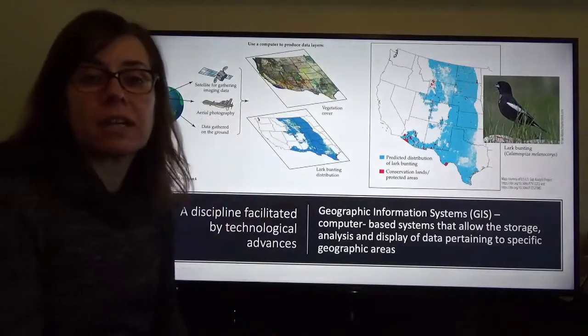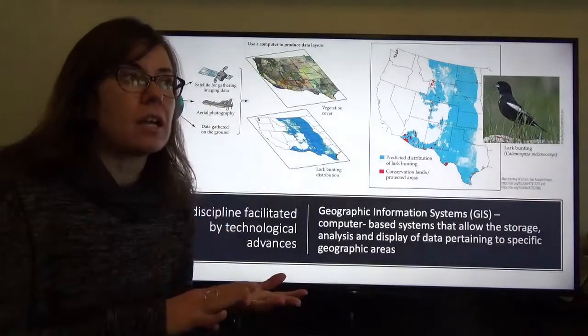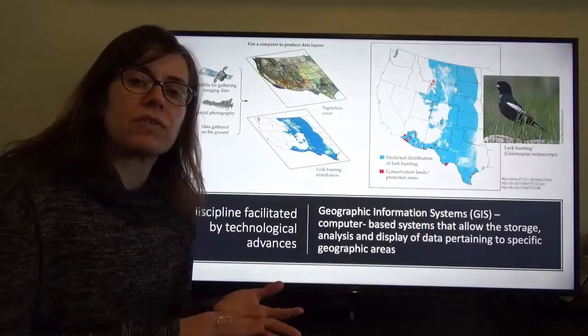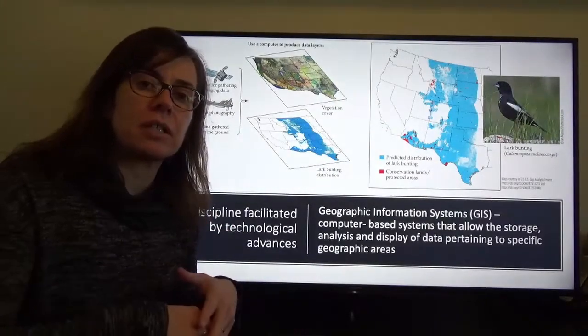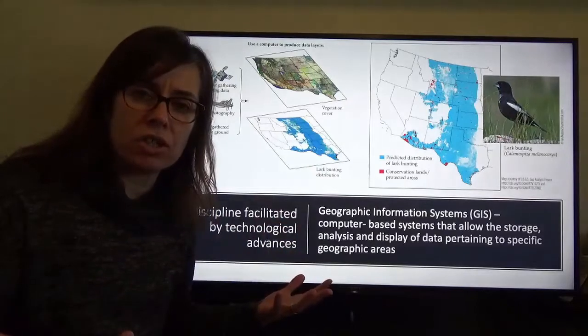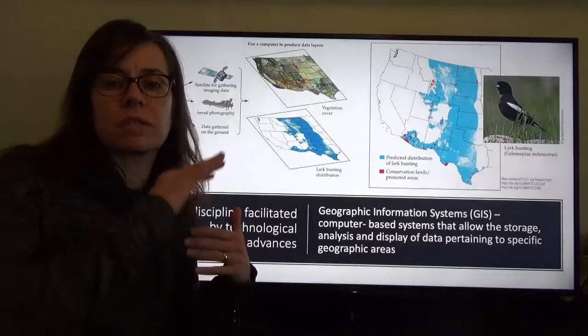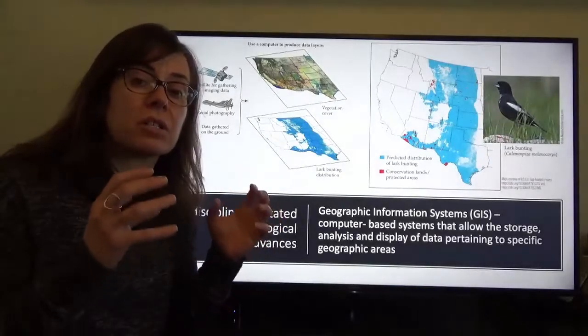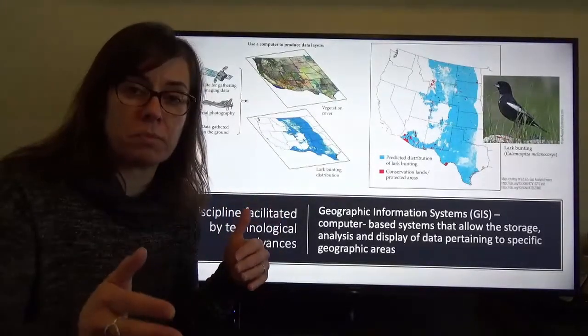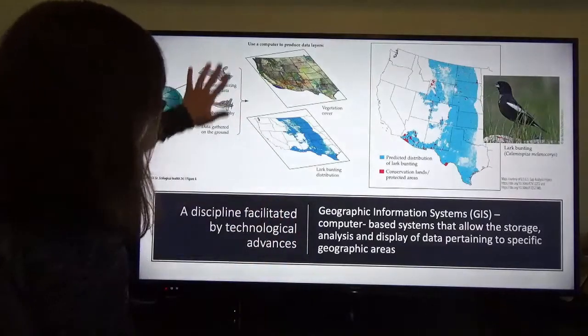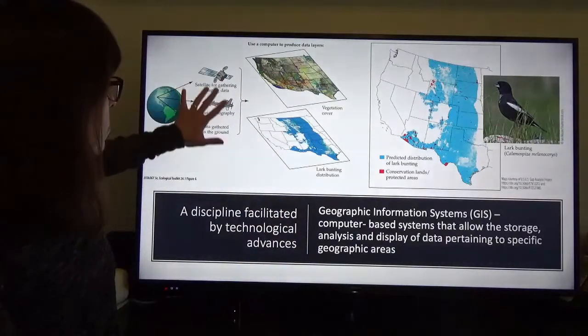Aerial photos, likewise. We've been using aerial photos for a long time, but for example, the explosion of drone technology allows for repeated flights and really high resolution data collection over particular parts of the landscape. So these kinds of technological advances have really moved us forward.